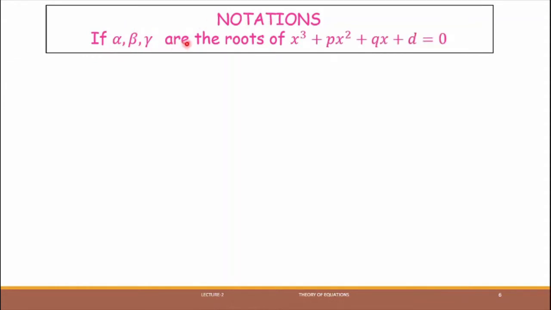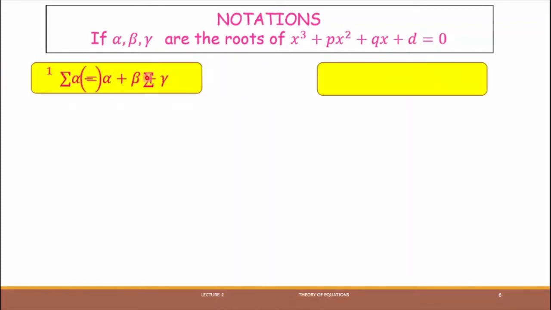Notations: if alpha, beta, gamma are the roots of the equation x cube plus px square plus qx plus d is equal to 0, then we have summation alpha, which means alpha plus beta plus gamma. Whenever you get the summation alpha notation, the meaning of this expression is the sum of the roots. Now let us see the next notation, summation 1 by alpha. Summation 1 by alpha means 1 by alpha plus 1 by beta plus 1 by gamma.